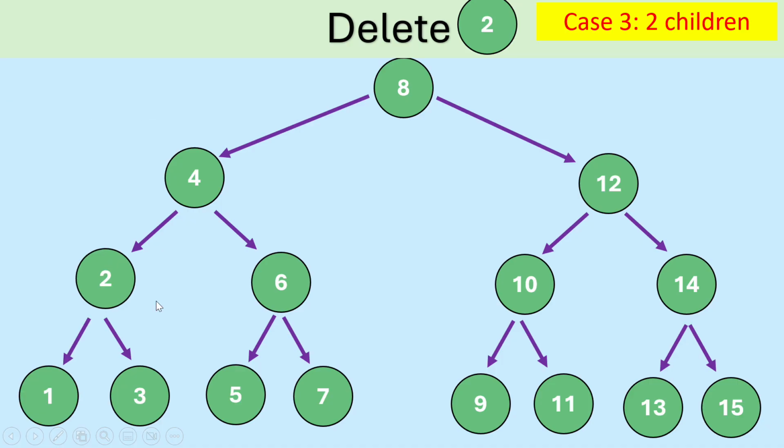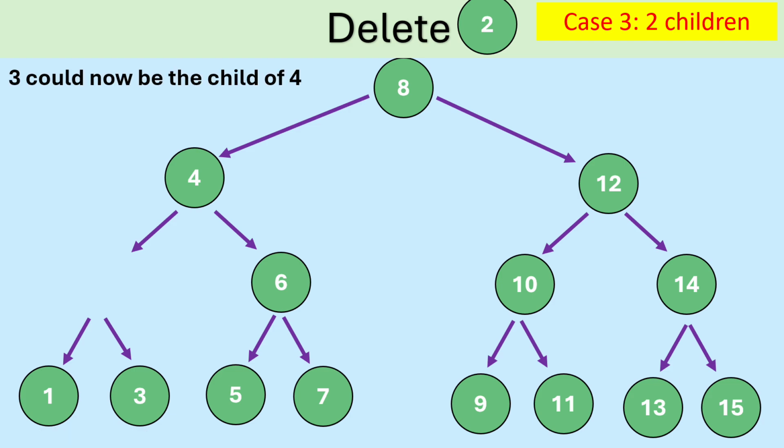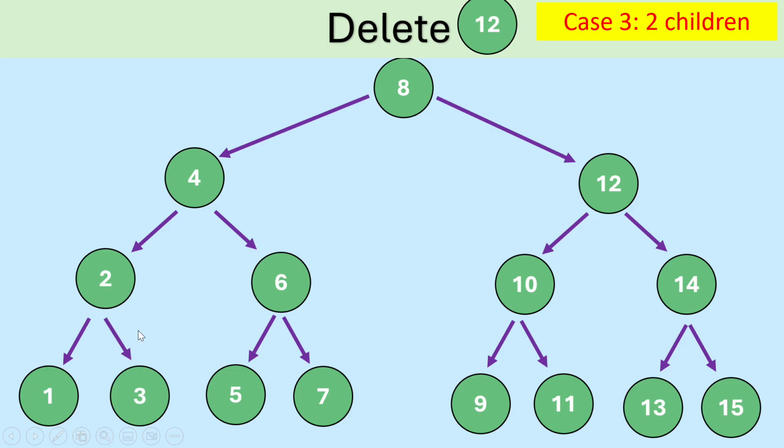You could also argue, well, I could replace 2 with 3 as the successor. So 3 is now the child of 4, and that rule will still be maintained. 1 is smaller and it's on the left side. And 3 only has 1 child.